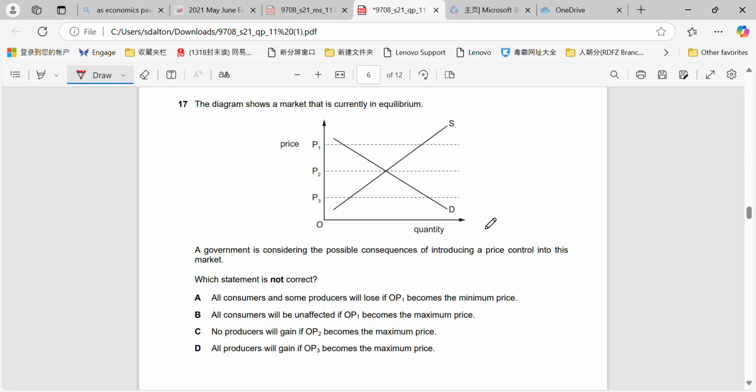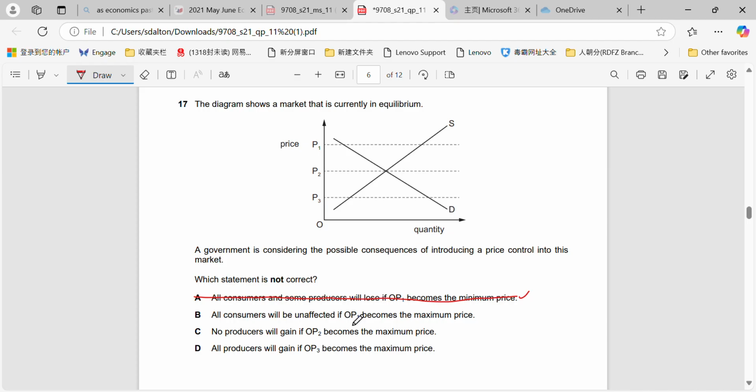Question 17. The diagram shows a market that is currently in equilibrium. The government is considering the possible consequences of introducing a price control into this market. Which statement is not correct? Okay. Statement A. All consumers and some producers will lose if OP1 becomes the minimum price. Okay, that is true. All consumers will lose from being charged the higher price from where it is at the current market equilibrium, and some producers will lose because they won't be able to sell their excess level of supply.